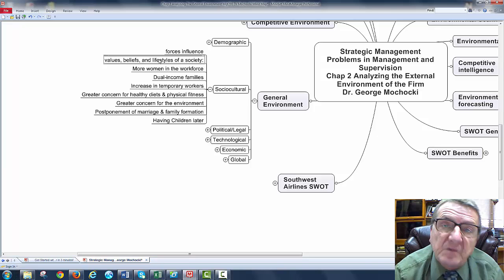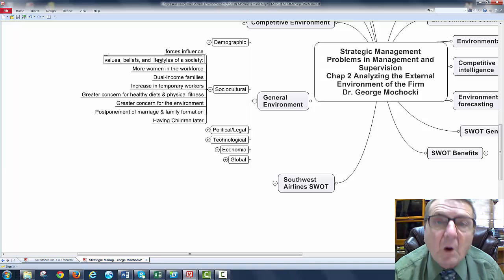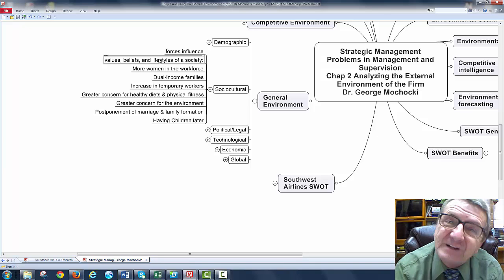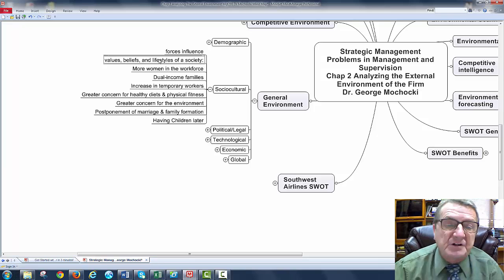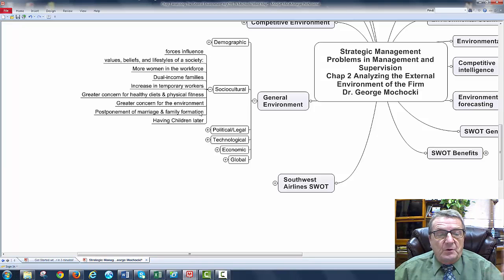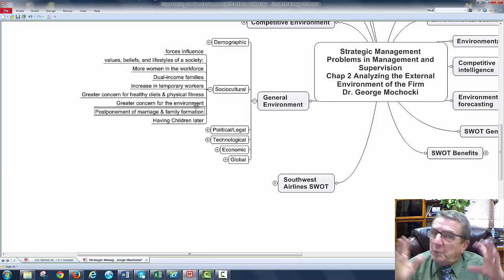What effect will it have on my organization? Is it a threat or is it an opportunity? I'm hoping it's an opportunity. You know what I mean? That I could sell or do something. If it's a threat, how do I adjust to the threat? Okay? Greater concern for environment. Okay, so I've got people more environmentally green, which is fine.